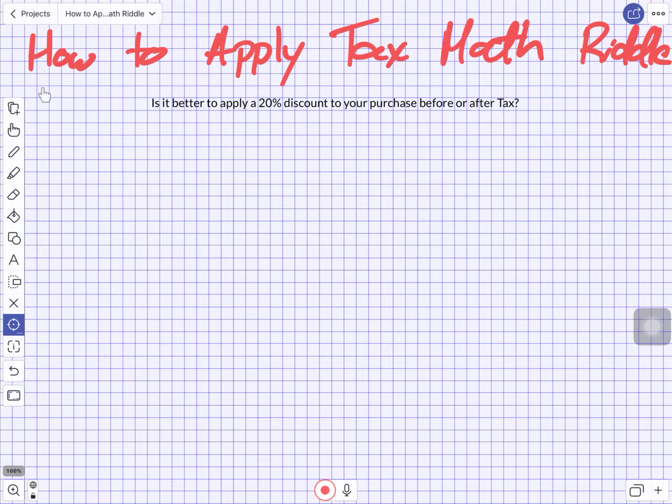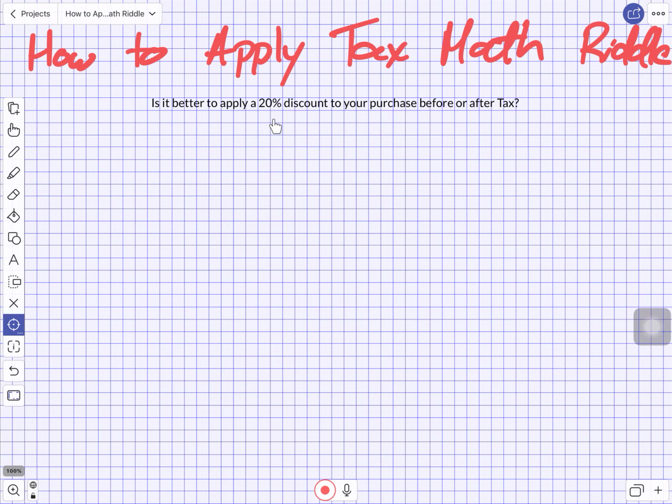Okay. How to apply tax. So we're going to talk about how to apply tax, or even a discount. So really it's how to apply percentages, and it's a math riddle. Is it better to apply a 20% discount to your purchase before or after tax? This is a very short sentence, but there's a lot in it.